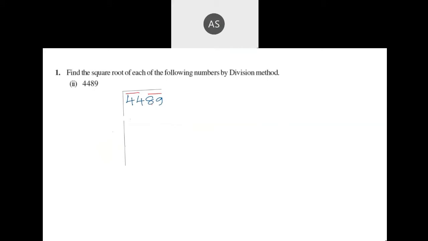Here I have taken the group as 89 and 44. The nearest square number is 36.